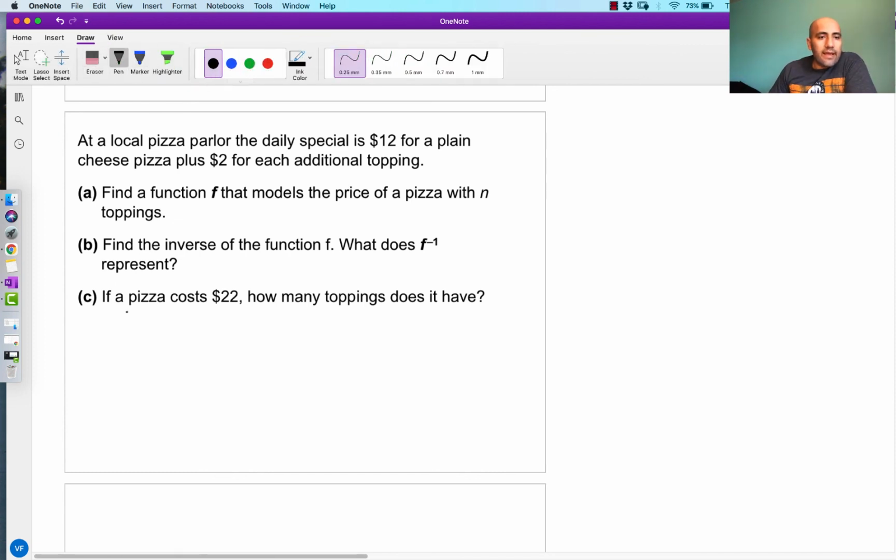So part A, we're looking for a function f that models the price of the pizza as a function of n. So f of n is what we're looking for, where the input is n, the number of toppings, and the output is going to be the price. Right? So we input toppings, and the output would be price.